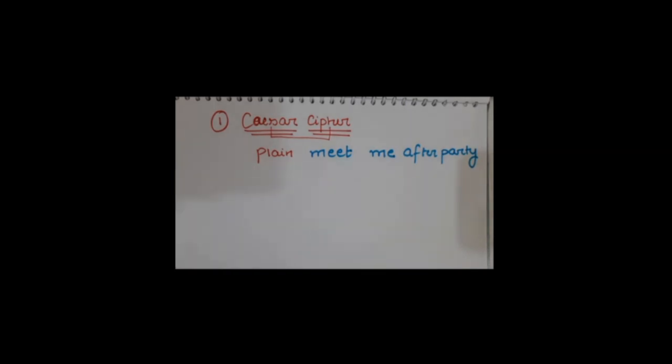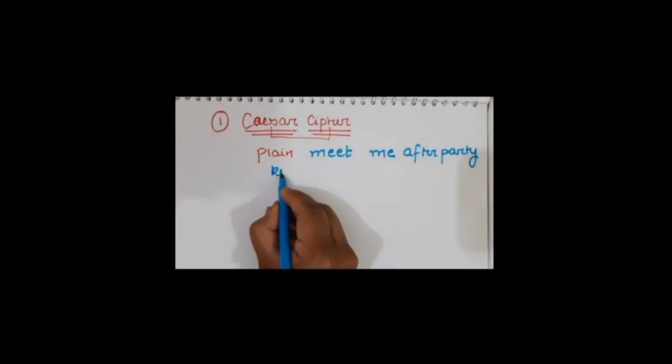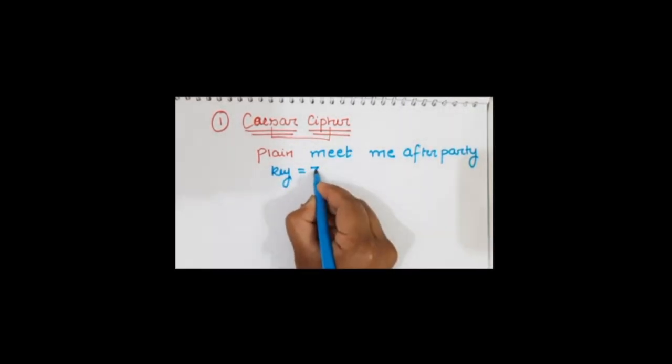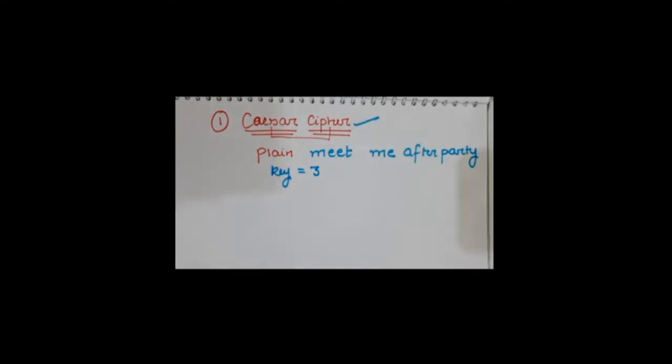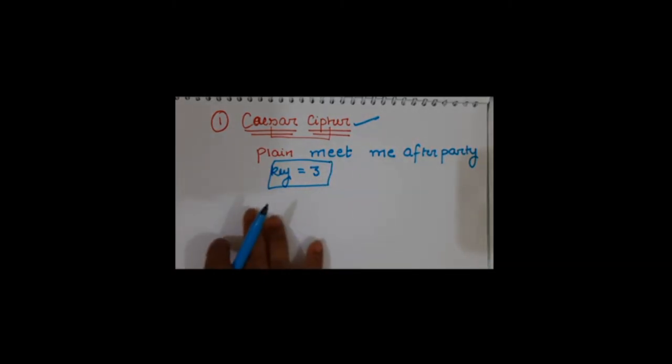Now, Caesar cipher does what? Caesar cipher uses key as 3. There are other variations of Caesar cipher. The initial variation was using key as 3. Now, by using key as 3, what do you mean by key as 3?